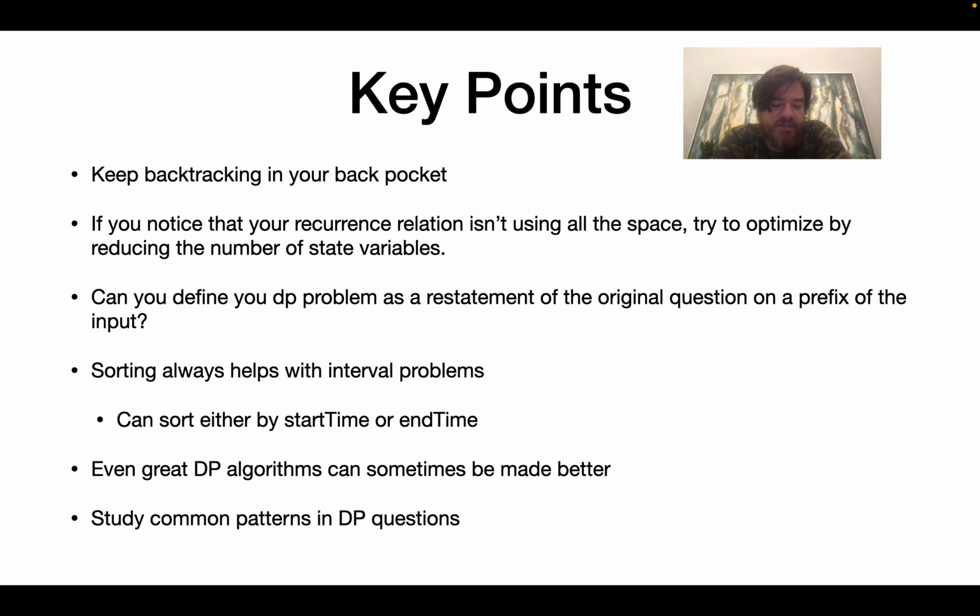As I mentioned earlier on, keep backtracking in your back pocket. If you can't come up with the elegant DP solution, try backtracking and maybe your interviewer will be happy with your approach. It's better to have something that works than doesn't. Also in the real world, maybe the backtracking approach is all you need and it would typically be a lot simpler to understand.